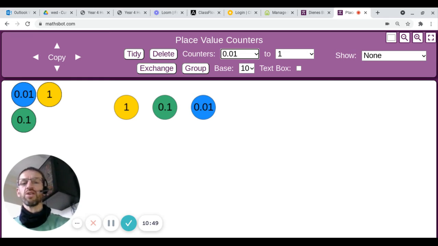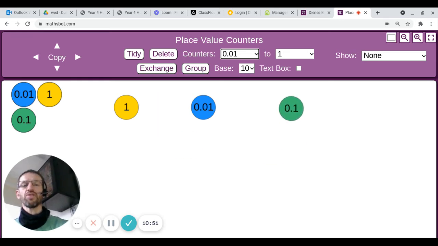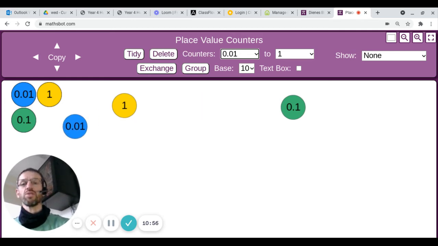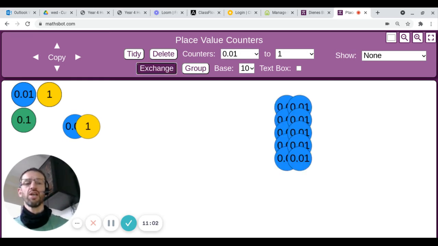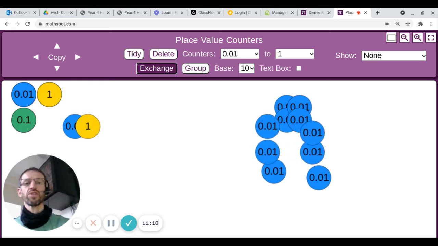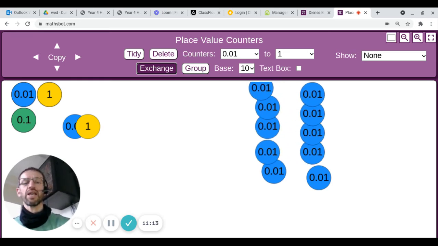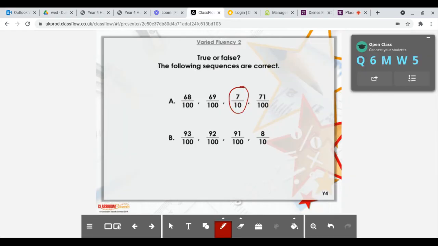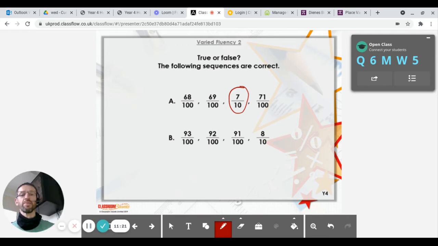Now, we're interested in knowing how many tenths because I've got tenths and I want to know what hundredths they would make. So if I get rid of those over here and I just click on the tenth, and I ask it to exchange it, look at that. It has changed into hundredths. How many are there? 1, 2, 3, 4, 5, 6, 7, 8, 9, 10. There are 10 hundredths there. Yeah, it's 10 times bigger. So 7/10 would be the same as 70 hundredths.